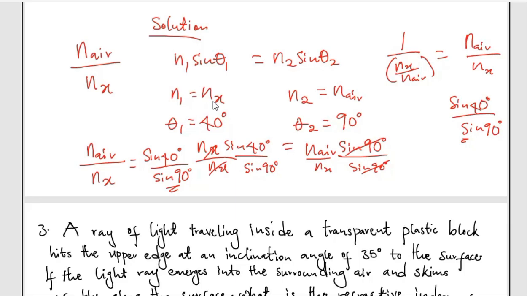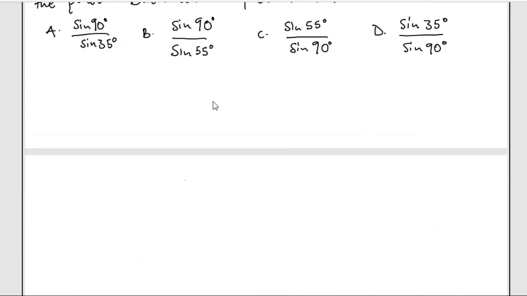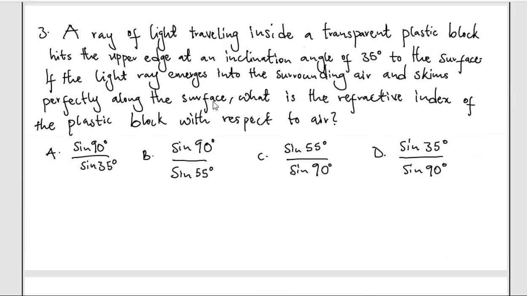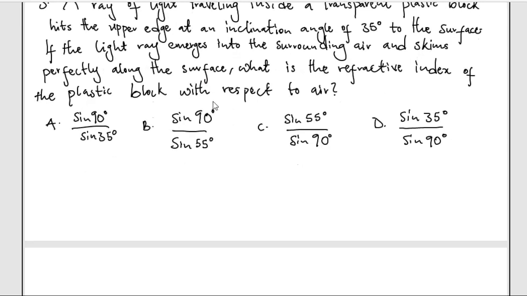So let's look at two more examples before we go. So you can pause this video and try it out with the formula, but let's look at it together when you are done solving it on your own. A ray of light traveling inside a transparent plastic block hits the upper edge at an inclination angle of 35 degrees. So first I want to draw. So solution.